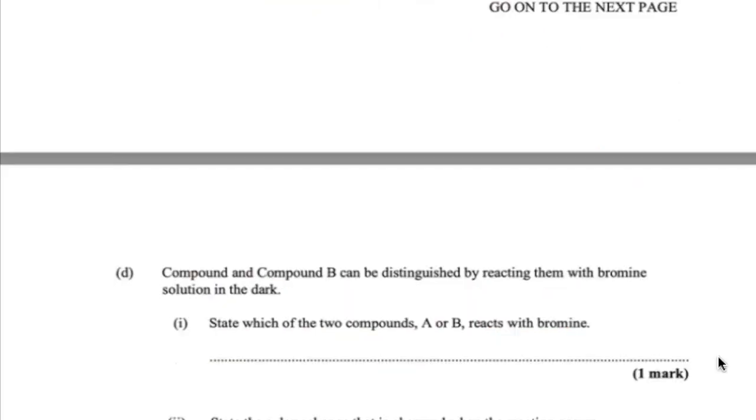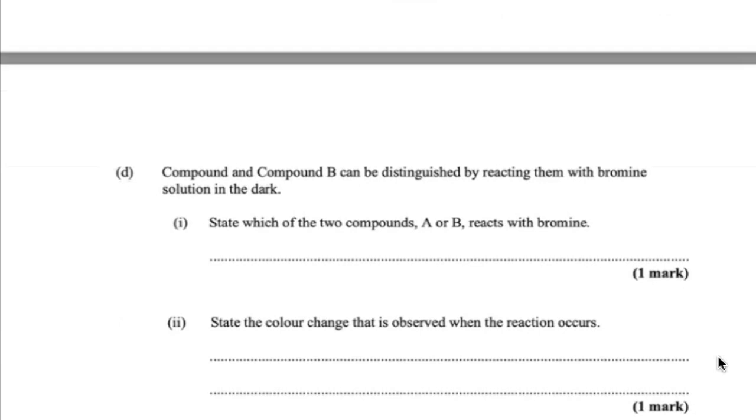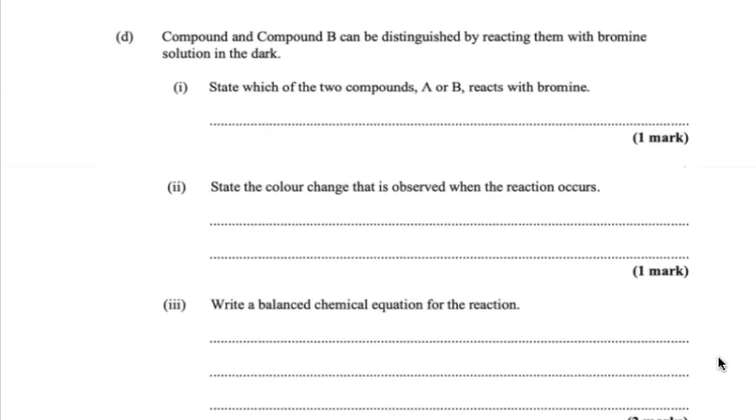Liquids, right, indeed. Compound A and compound B can be distinguished by reacting them with bromine solution in the dark. State which of the two compounds, A or B, reacts with bromine. So in this case, they're talking about reaction of compound A or B in the dark. Which of them will react with bromine, A or B? So we're talking about pentane versus pentene. Compound B, all right, so it would be B.